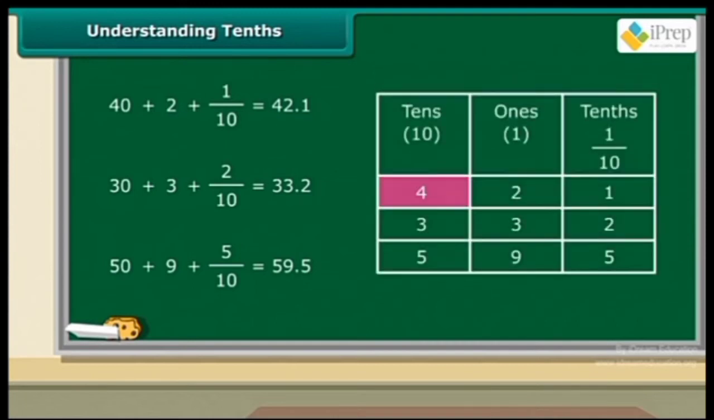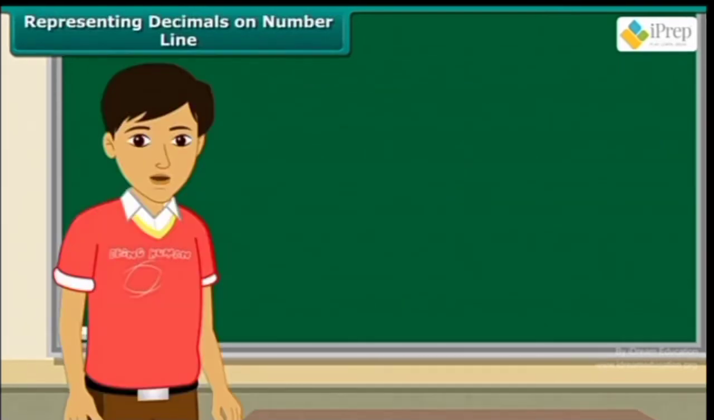Let us read these numbers from the table. 4 tens and 2 ones and 1/10 make 42.1. 3 tens and 3 ones and 2 tenths make 33.2. Similarly, 5 tens and 9 ones and 5 tenths make 59.5. Learn to represent decimals on number line.